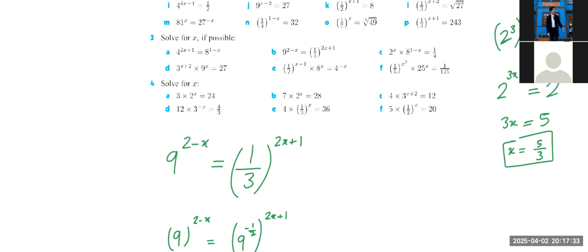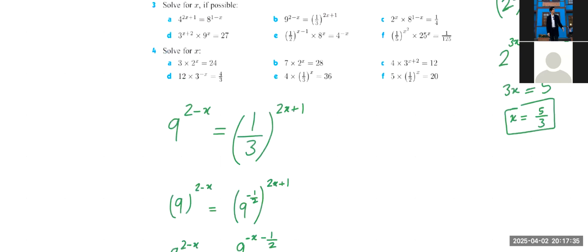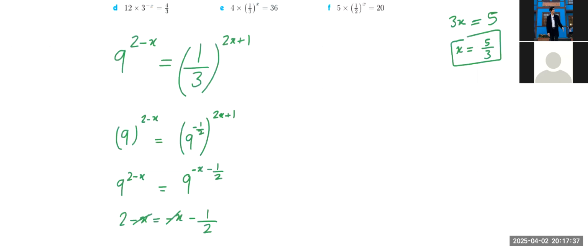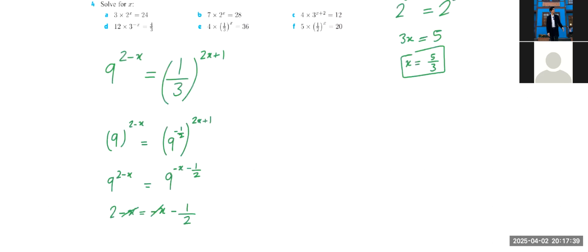Wow, okay. Let's try to do it another way. Maybe this is actually impossible. Who knows? Let's see. So 9 can be written down as 3 squared. So I'm going to convert both the bases to 3. So 9 is 3 squared. And 1 over 3 is 3 to the power of negative 1, right?